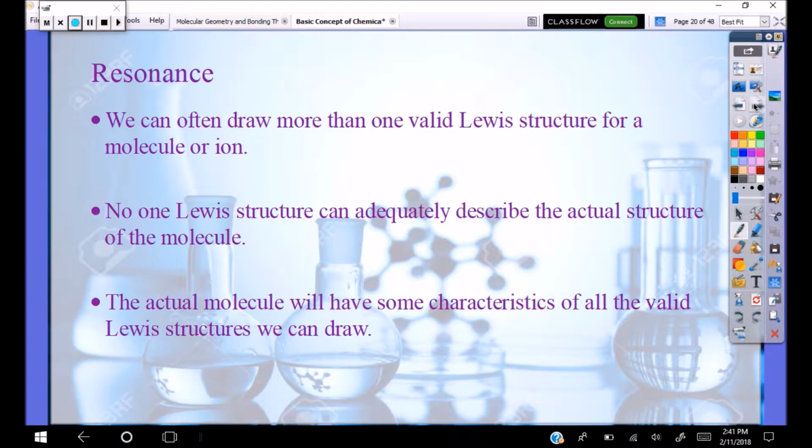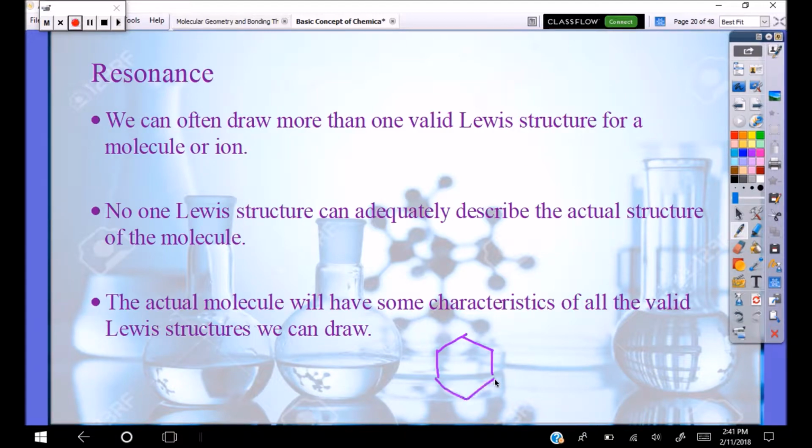So as a result, the actual molecule will have some characteristics of all the valid Lewis structures we can draw. The reason for this is because the electrons in that double bond essentially become delocalized. And we're going to look at that a lot in terms of ozone. We're going to also look at it in terms of a molecule called benzene.